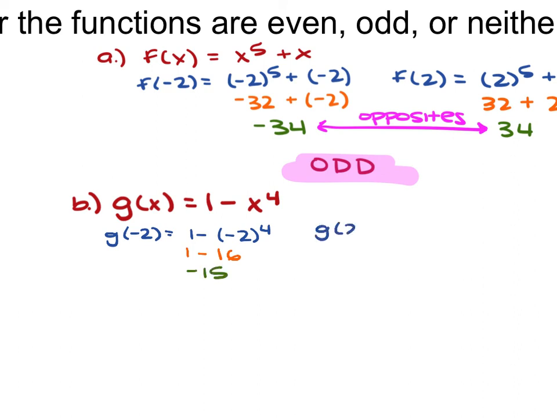If we do g of +2, it's going to give us 1 minus 2 to the 4th power. So that's 1 minus 16, which is also -15. If we look here, these are the same. So when they are the same, we have an even function.